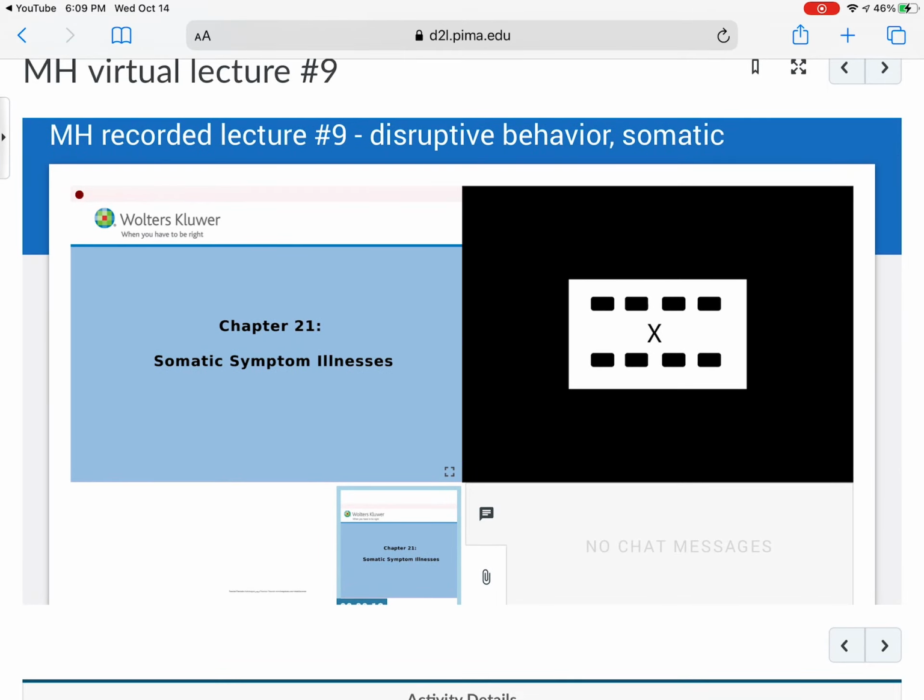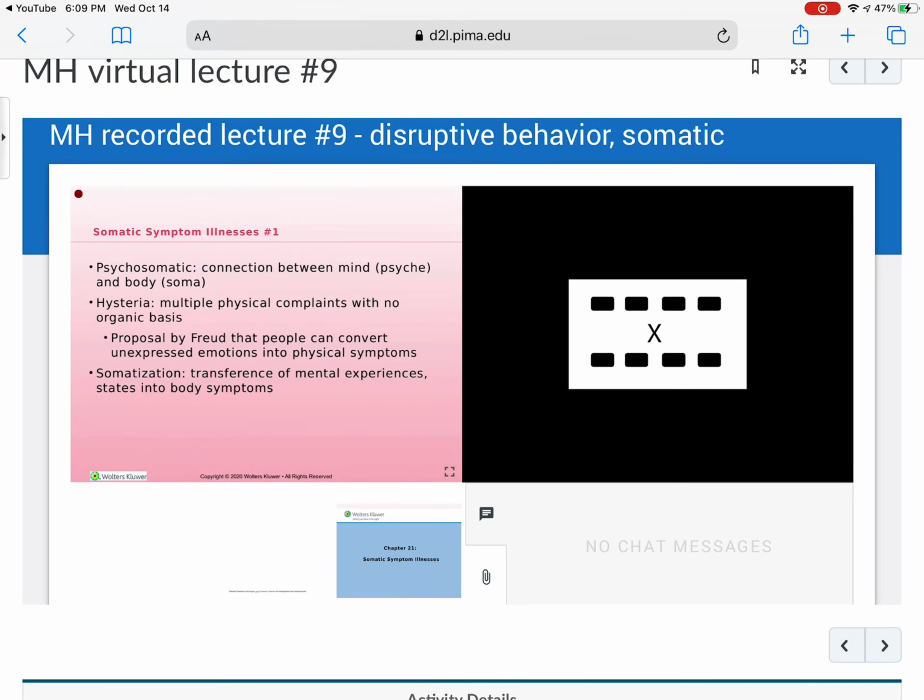So today we're going to cover somatic symptom illnesses and disruptive behavior. Psychosomatic illness is a connection between the mind, better known as the psyche, and the body. There's a thing called hysteria in which a patient can have multiple physical complaints, but there's absolutely no organic basis. Freud said that people can convert unexpressed emotions into physical symptoms, and we do know that is true.